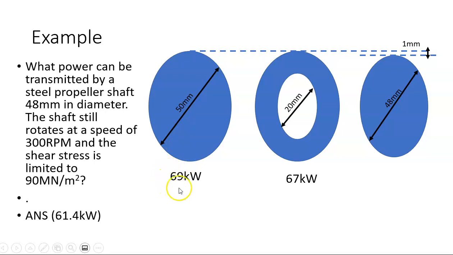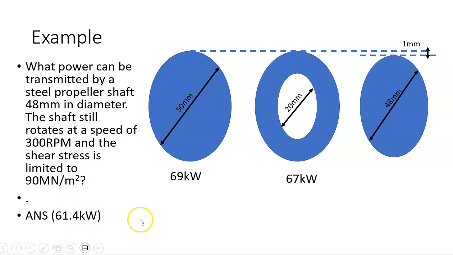Okay, so in example 2 we looked at the shaft when it was 50 millimeters rotating at 300 rpm, and we saw that we could transmit 69 kilowatts. In example 3 we saw that if we took out this 20 millimeter section, if the outside diameter was still 50 millimeters, we could transmit 67 kilowatts. And in this example we're going to look at the solid shaft again, and this time with 1 millimeter taken from around the circumference, so radius reduced by 1 millimeter.